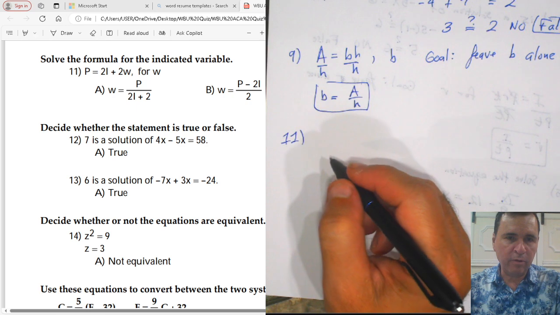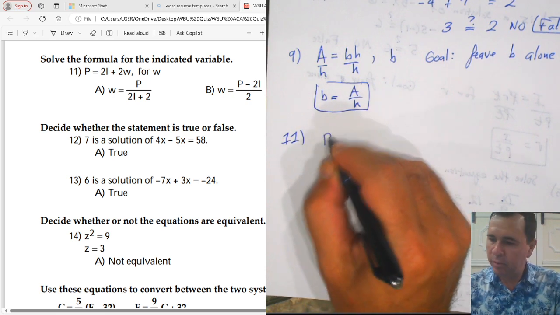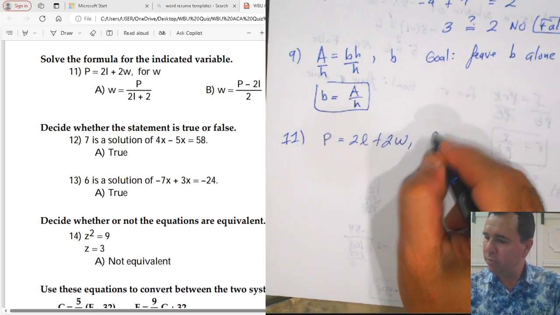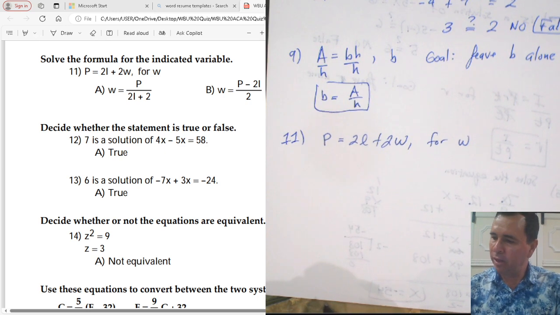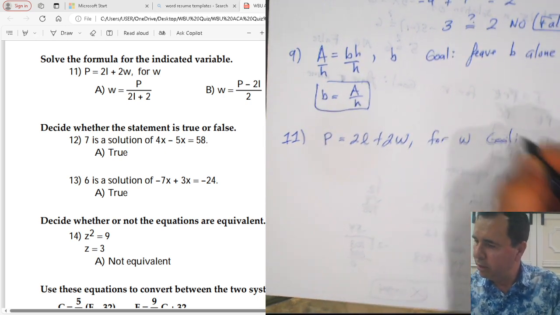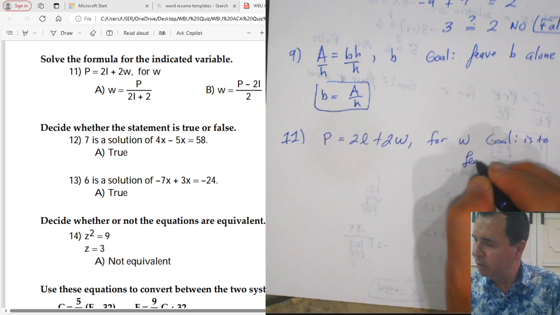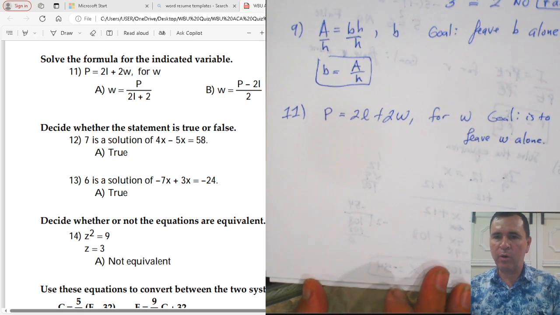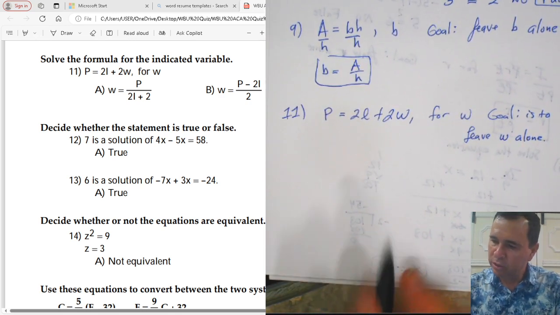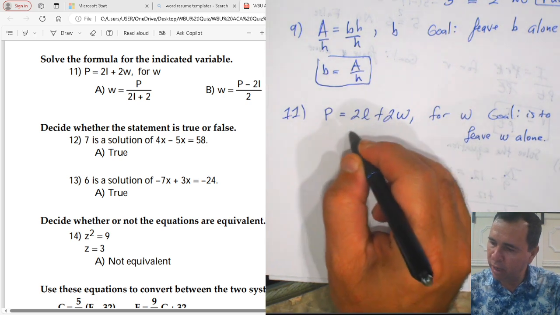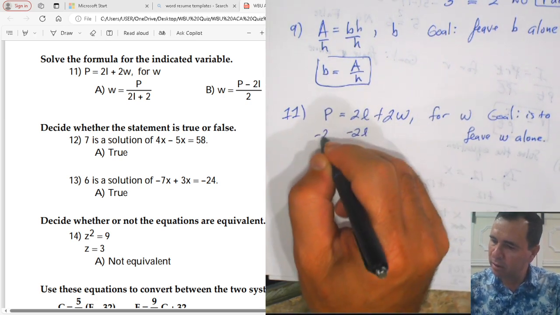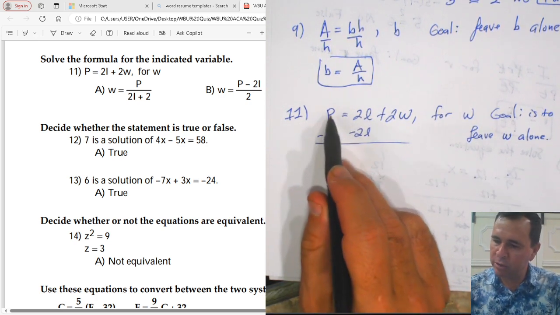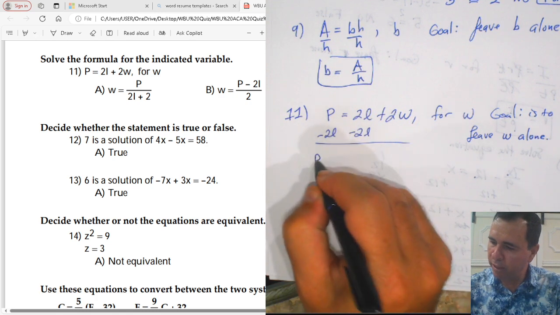Okay, so it says solve the formula for W, right? P equals twice the length plus twice the width. Solve for W. Okay, so that means our goal is to leave W alone. So we gotta do the reverse process. So if I'm adding 2L, I'm gonna subtract 2L from both sides. But notice you can't mingle these because these are apples and these are bananas. So basically you write it like this.